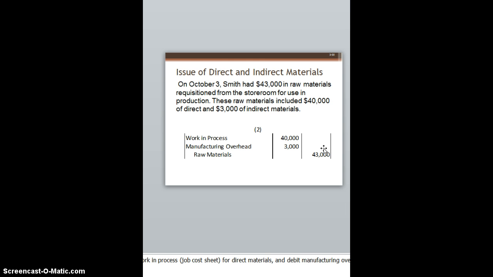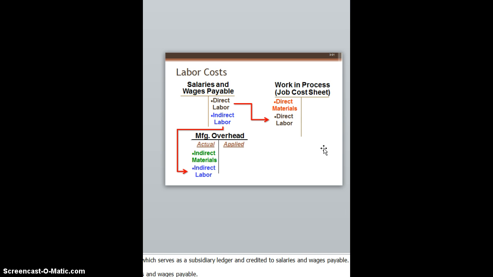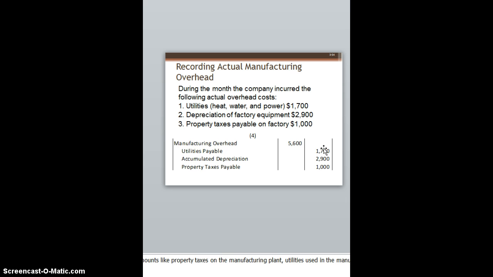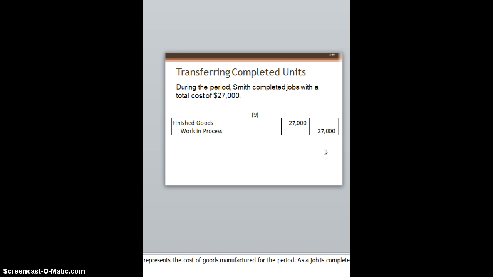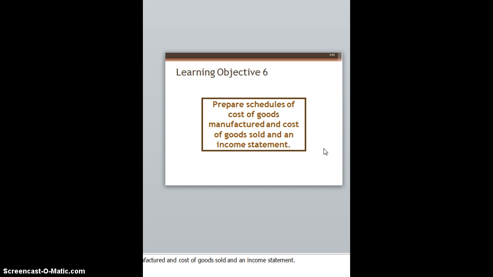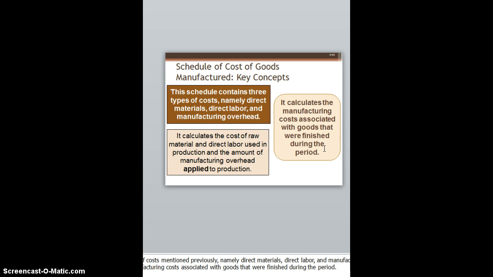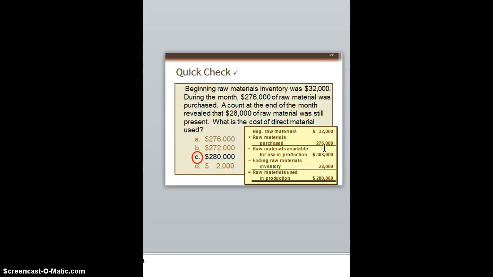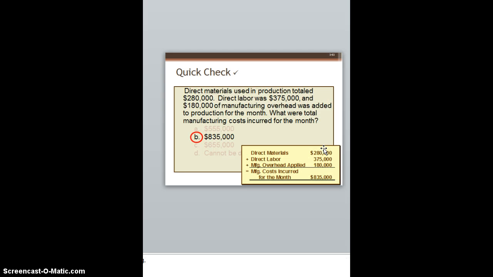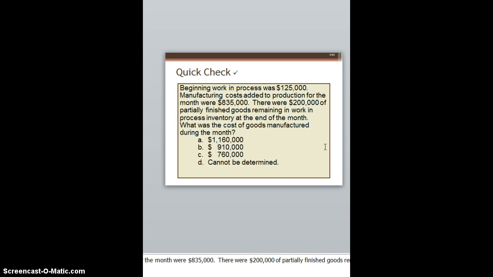I just wanted you to understand that sort of stuff. I'm not going to go through all the T accounts and the journal entries. I don't believe that is necessary. The last item that I wanted to discuss in Chapter 3 deals with overhead application. We went through and applied overhead on one particular job based on an estimated predetermined overhead rate.